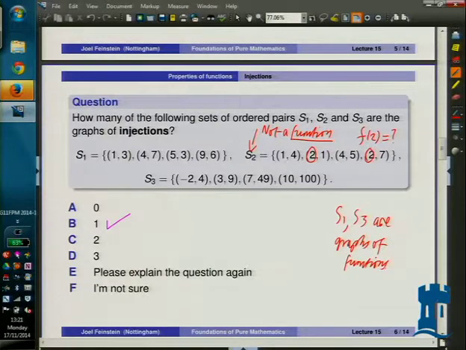S1, though, has got a repeat in the second coordinates, 3 and 3. So this one's got problems because f of 1 equals f of 5 equals 3. So this one's not injective.